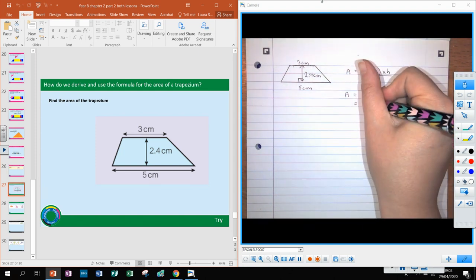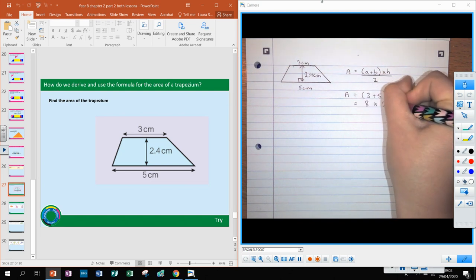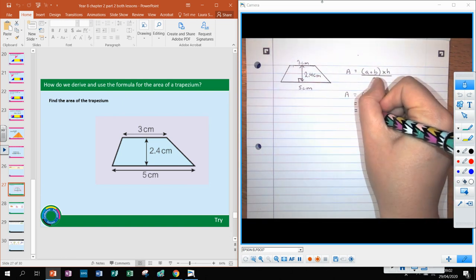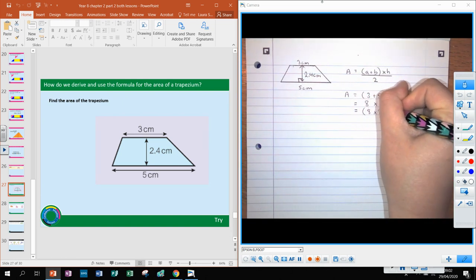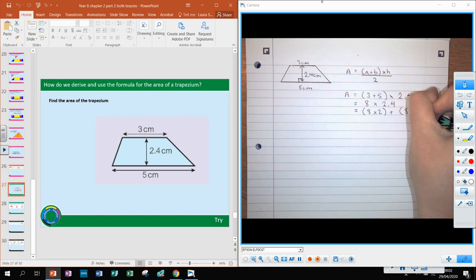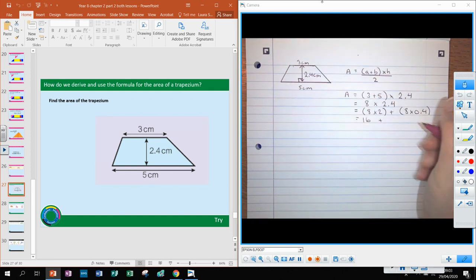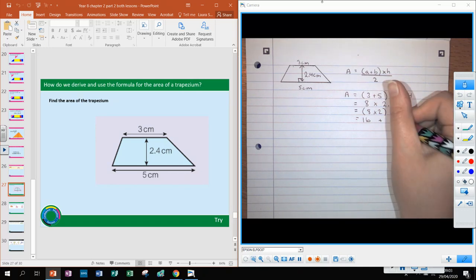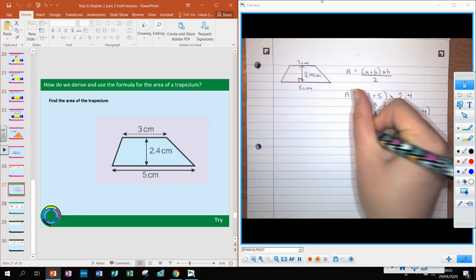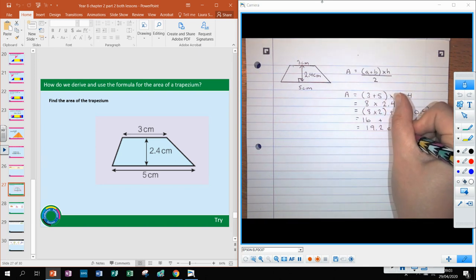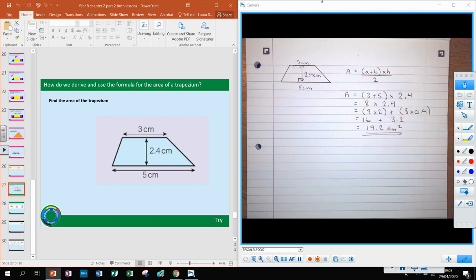And let's see what that gives us. So that gives us 8 times 2.4. Now, I can split that up to make it easier. So remember, that's the same as saying 8 times 2 plus 8 times 0.4. Okay, I know that 8 times 2 is 16, and I know that 8 times 4 is 32, so that would be 3.2 because I have one decimal place. Okay, and finally, that gives us 19.2. When we add it together, don't forget it's area, so it's centimeters squared. Okay, so hopefully that example made sense.